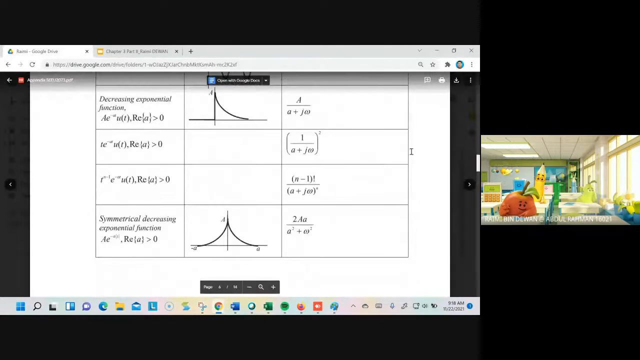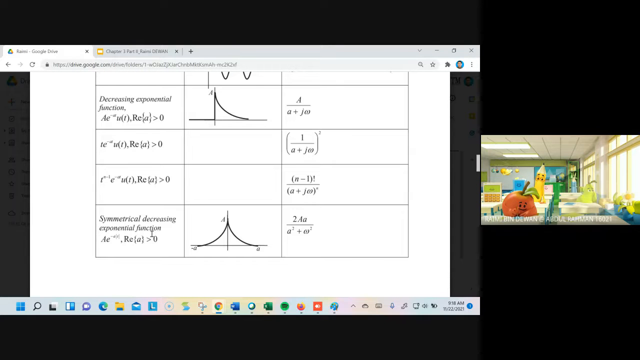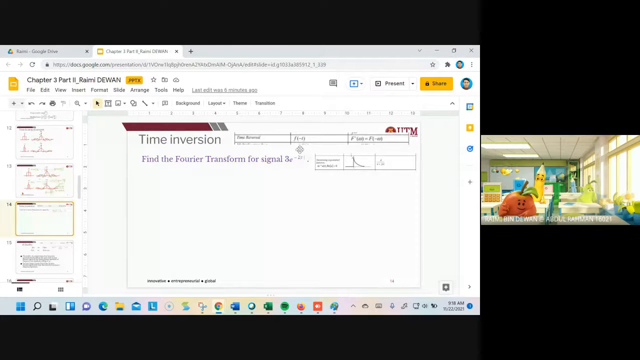Okay, so which signal is actually familiar? It's either a decreasing exponential function or a symmetrical decreasing exponential function. So you need to see the difference. You need to see the question. Which is the question? Negative 2t. I think this one I took wrongly.